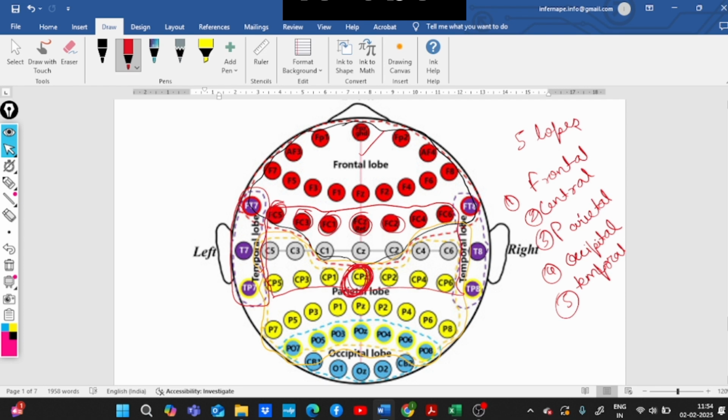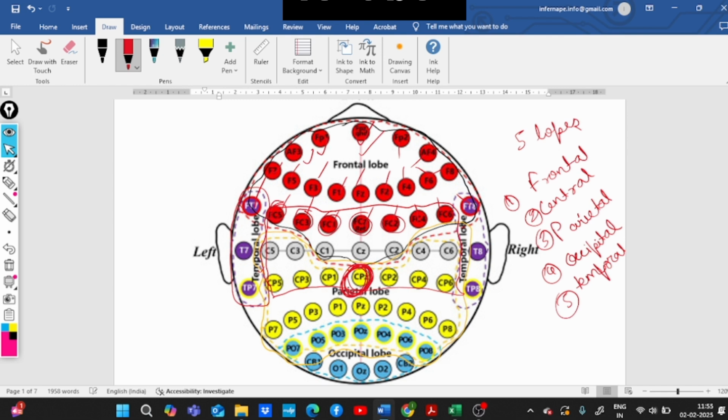So in the frontal lobe, how many electrodes are there? If you see carefully, this is the first electrode, second, third, 4, 5, 6, 7, 8, 9, 10, 11, 12, 13, 14. Then again 15, 16, 17, 18, 19, 20, 21, this is 22. Even this one they have considered, 23. So there are 23 electrodes in the frontal lobe.